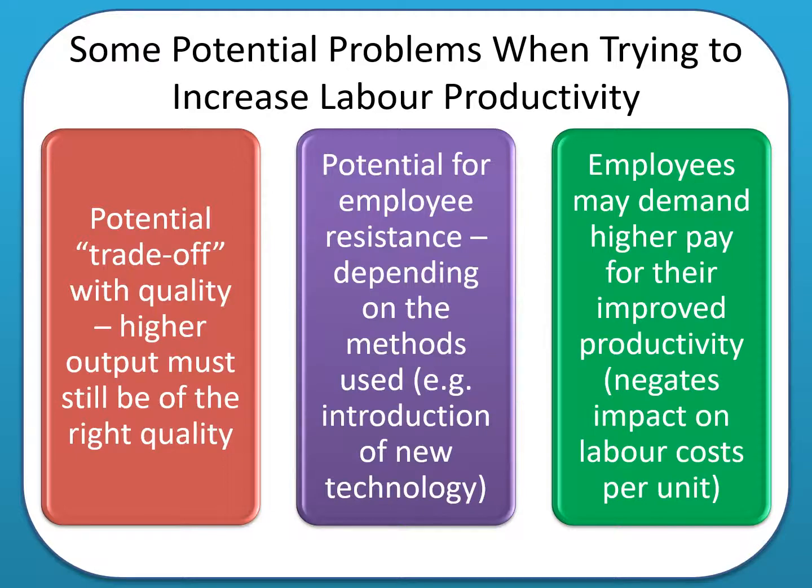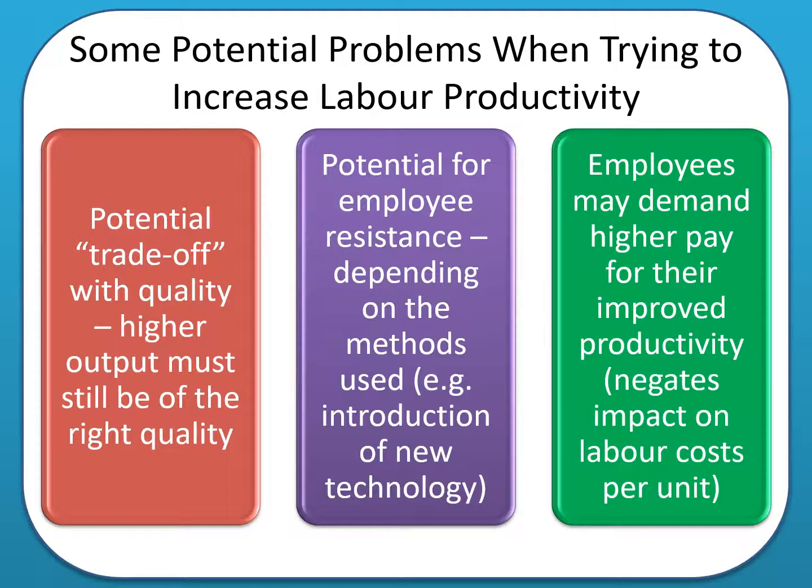But there are always going to be problems with this. So we've got the potential trade-off with higher quality. Higher output must still be of the right quality. Just because people are working harder, and think about capacity utilization here. If people are working harder, and working to 100% capacity, what happens when something goes wrong? What happens when people are stressed? Then they will make mistakes.